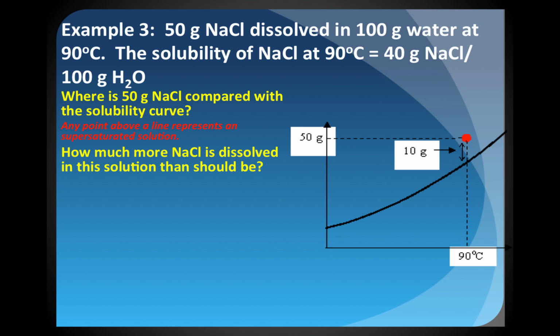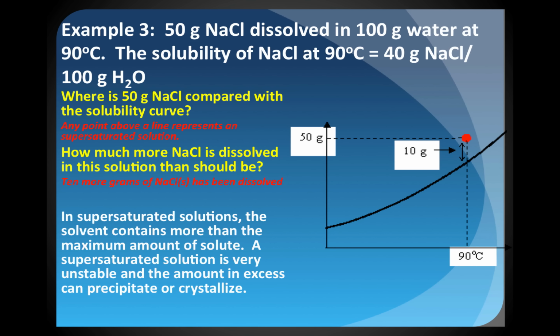Well, how much more salt is dissolved in this solution than should be? Well, I've dissolved 50 grams of salt, and only 40 grams of salt is really soluble at this point. That means I've dissolved 10 more grams. In supersaturated solutions, the solvent contains more than the maximum amount of solute dissolved. A supersaturated solution is very unstable, and the amount in excess can precipitate or crystallize out.